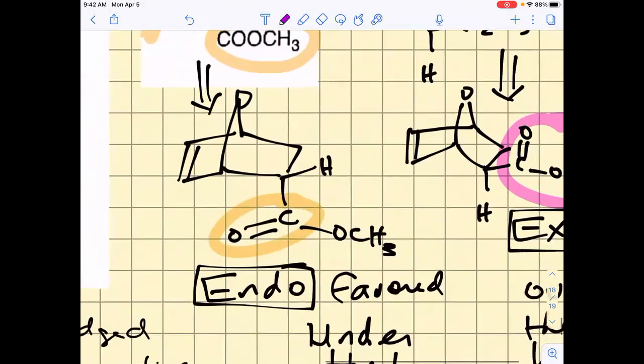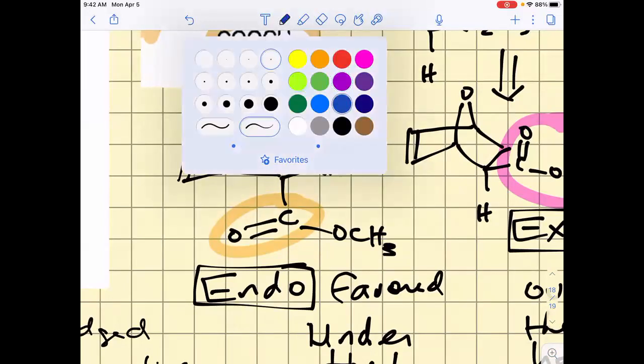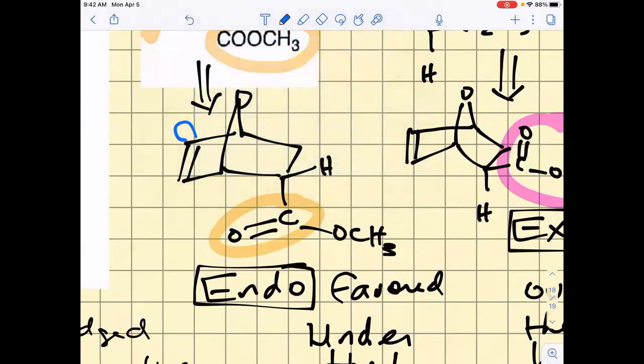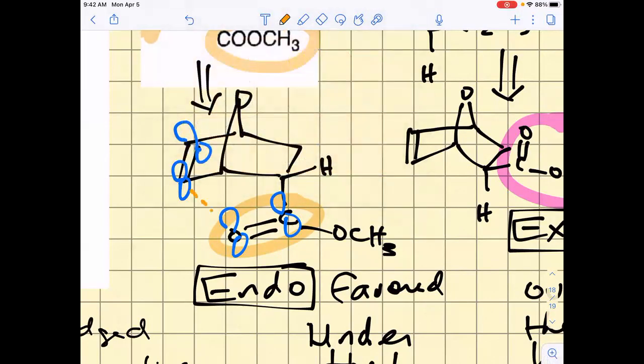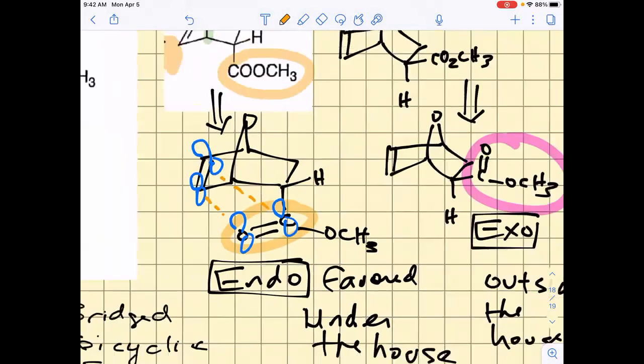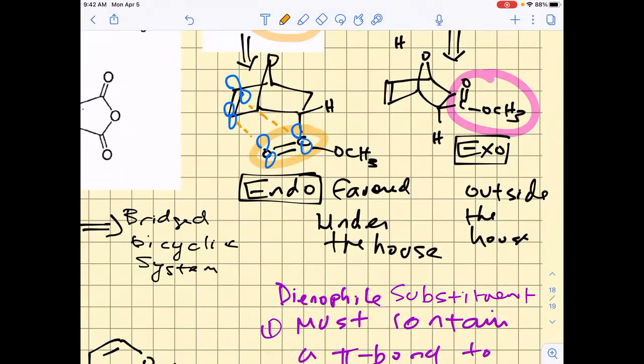And the reason the endo is favored is if I put in the p orbitals here, and then I put the p orbitals here on this, there's actually a little bit of overlap that can happen. And anytime you get orbital overlap, it's a stabilizing effect. So you get a little overlap here and a little overlap here. So endo is favored because of that p orbital overlap. There's a technical name for it. We call it secondary orbital overlap, but that's why the endo is favored, because the pi bond on the substituent can overlap with the pi bond that's in your bicyclic system. That's why endo is favored over exo.